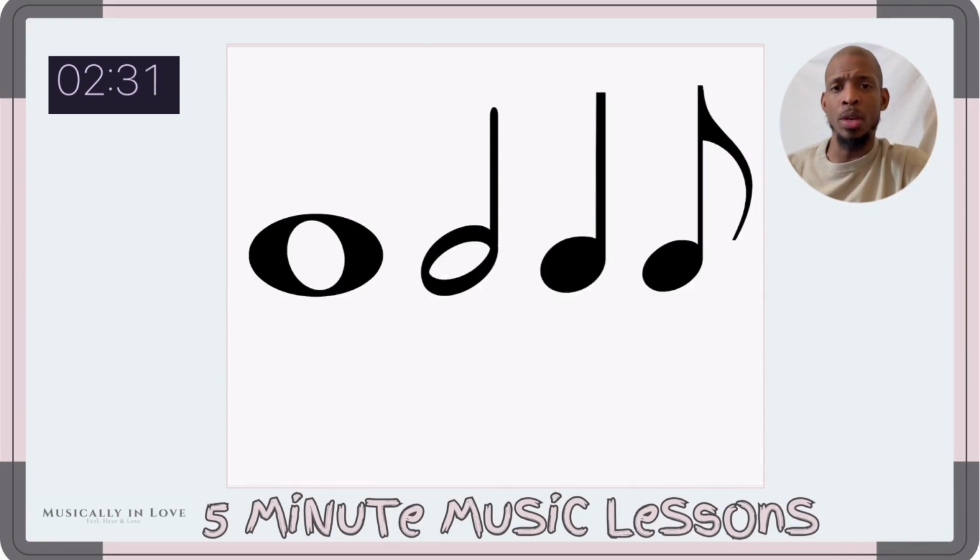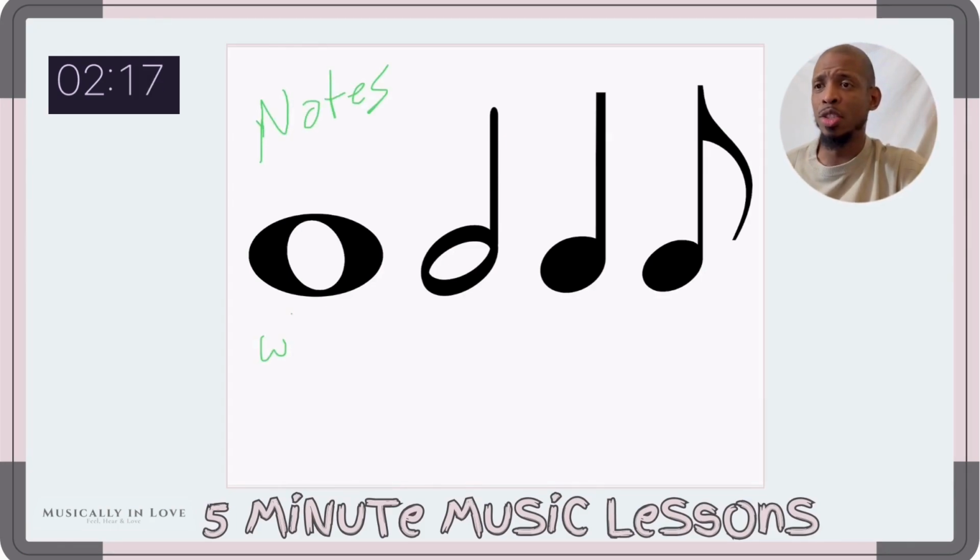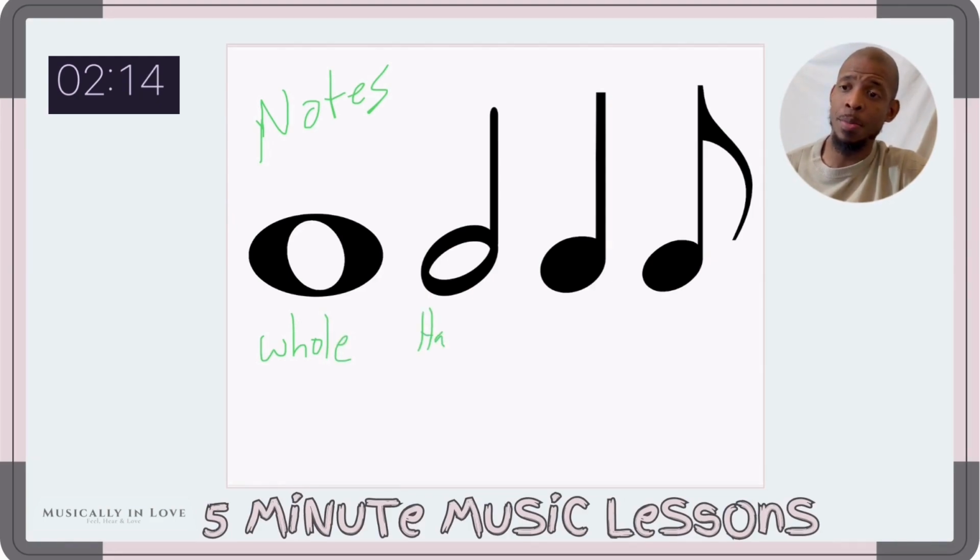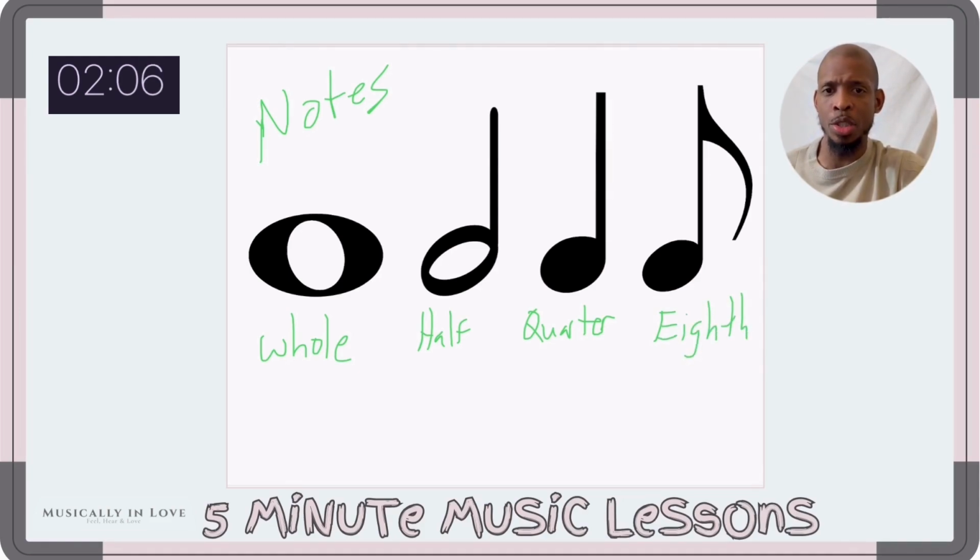To represent what letter name or pitch that you're supposed to be playing, these symbols are used. These symbols are called your notes. Now, there are 4 basic types of notes that you're going to be encountering throughout your song. These notes are called your whole note, your half note, your quarter note, and the last one is your 8th note. Now, the notes do tell you more than just the pitch or where you're supposed to play the note. They actually tell you how long you're supposed to hold those notes for, but we'll do that in a different lesson.